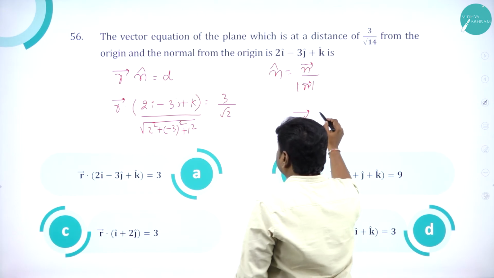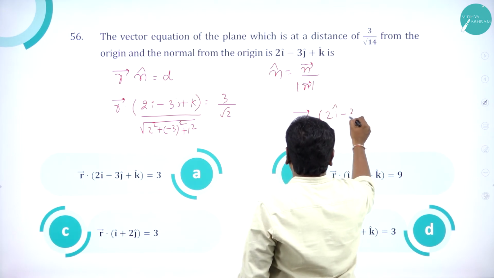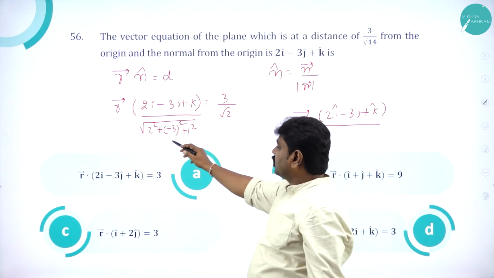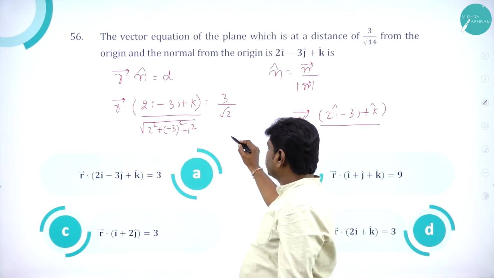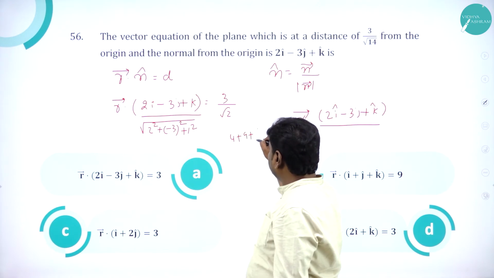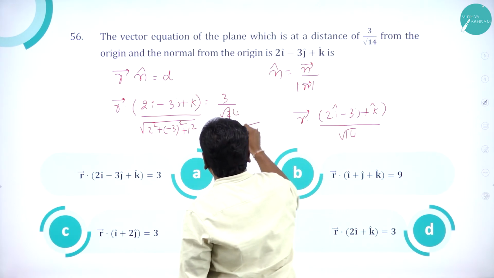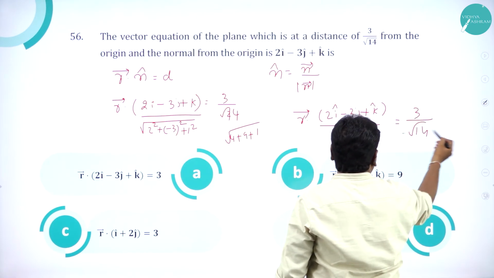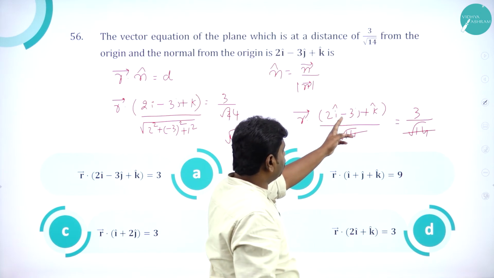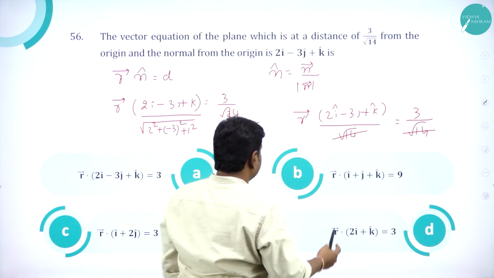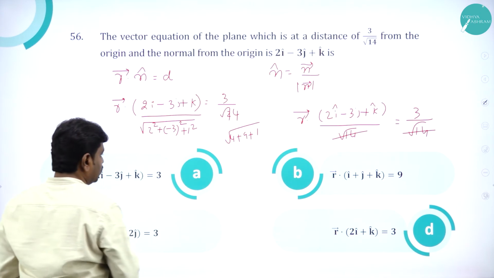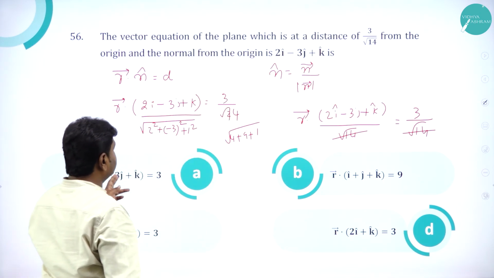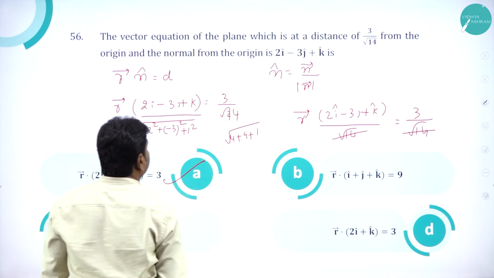r dot 2i cap minus 3j cap plus k cap divided by, here 2 square is 4, plus 1 is 5, 5 plus 4 is 9, plus 1, under root. This is root 14. They give 3 by root 14, so I can cancel root 14 with root 14. So the answer is r dot (2i cap minus 3j cap plus k cap) is equal to 3. So do we have that? Option A is the suitable answer.